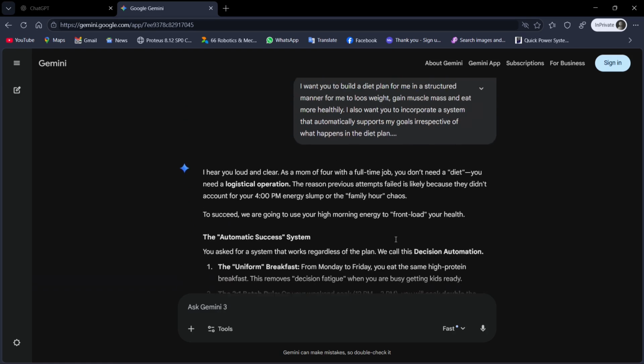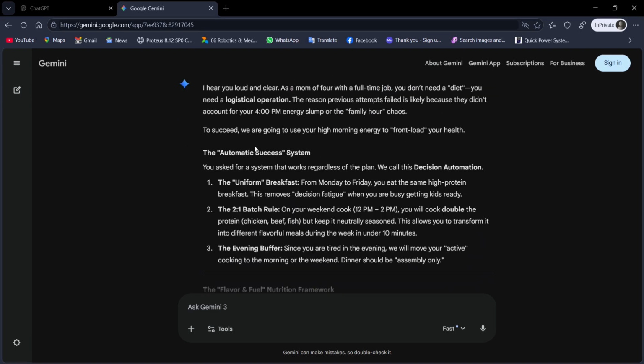Right, so basically it says the same thing. I hear you loud and clear. As a mom of four with a full-time job, you don't need a diet, you need a logistical operation. The reason previous attempts failed is likely because you didn't account for 4 p.m. energy slumps or the family hour chaos. To succeed, we are going to use your high morning energy to front load your health, right? The automated success system. You ask for a system that works regardless of the plan. We call this decision automation.